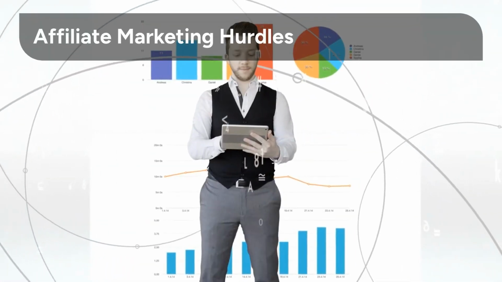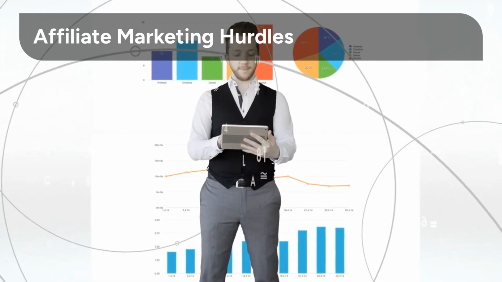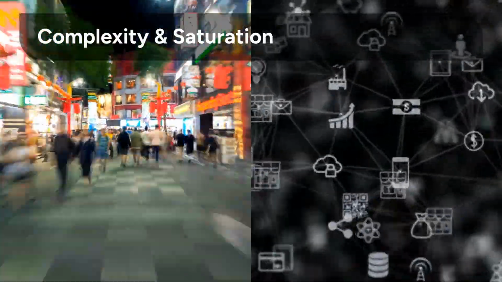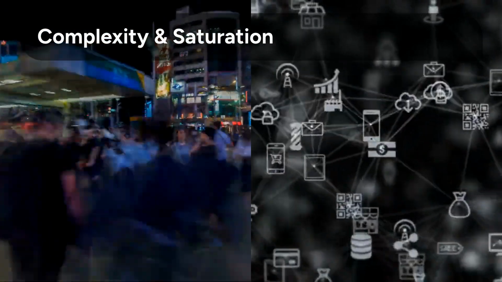Affiliate marketing can be challenging. Juggling multiple tools, generating traffic, and earning consistent commissions are common struggles. Many find affiliate marketing too complex or the market too saturated. Let's see if MAP offers a solution to these issues.